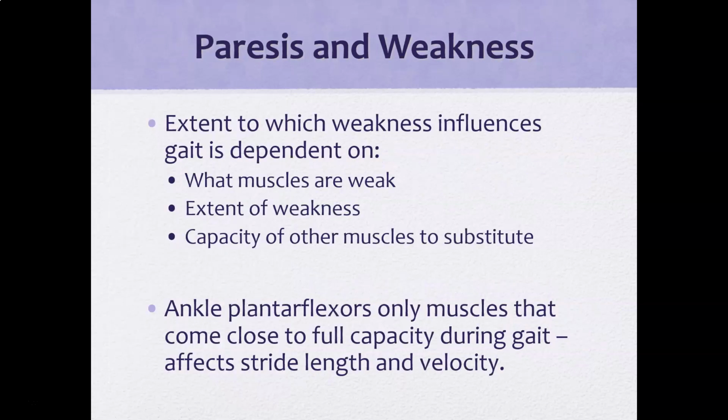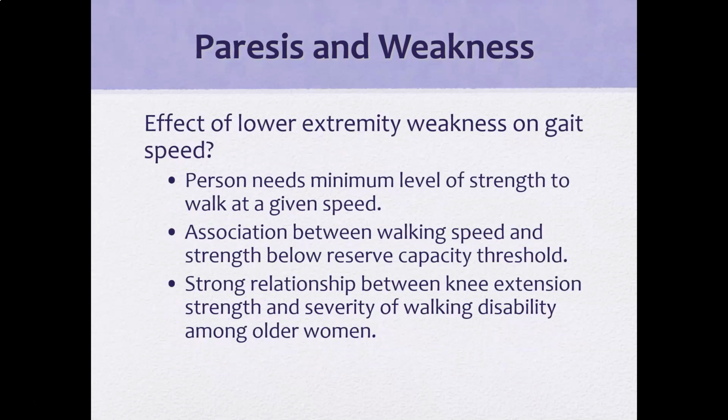The extent to which the weakness influences gait depends on a lot of factors, meaning what muscles are weak. What's the extent of their weakness? Do they have a little bit of weakness? Do they have a lot of weakness? And what's the capacity of other muscles to substitute? Ankle plantar flexors are the only muscles that come close to full capacity during gait. So if they have a lot of weakness in their ankle plantar flexors, then they're going to have a lot of issues. Okay, so those are one group that we really want to work on.